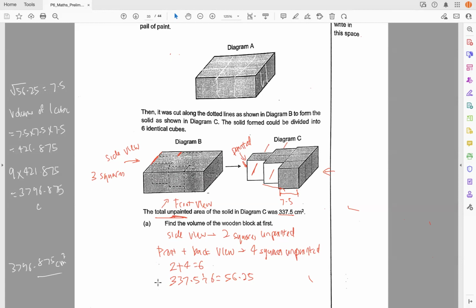What percentage of the wooden block is the solid formed in diagram C? So let's talk about part B. Diagram C is made up of how many cubes? 1, 2, 3, 4, 5, 6. The original block is made out of 9 cubes, so the percentage will be 6 over 9 times 100%. And then you get 66.667%.